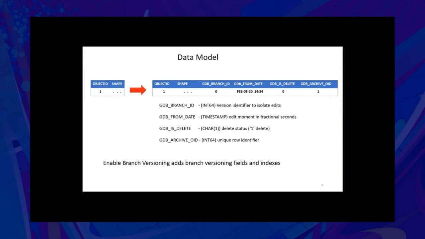Enabling branch versioning on a table creates 4 new fields and indexes on the table. The GDB branch ID, which is the version identifier that is used during selections to isolate the edits; the GDB from date, which is the edit moment in fractional seconds or milliseconds; the GDB is delete, which is the delete status of the row; and the GDB archive OID, which is used as a unique row identifier by our analytic queries in branch versioning.